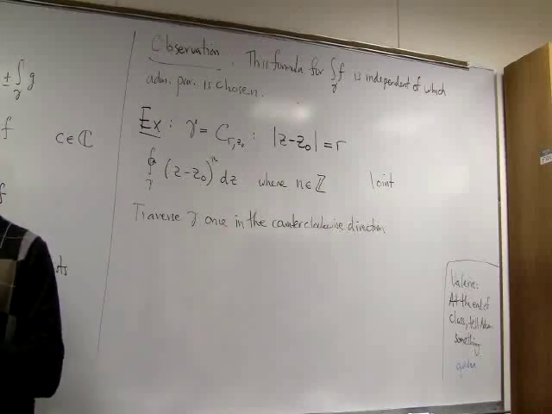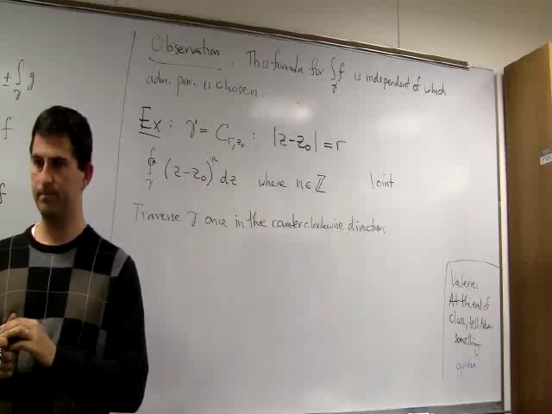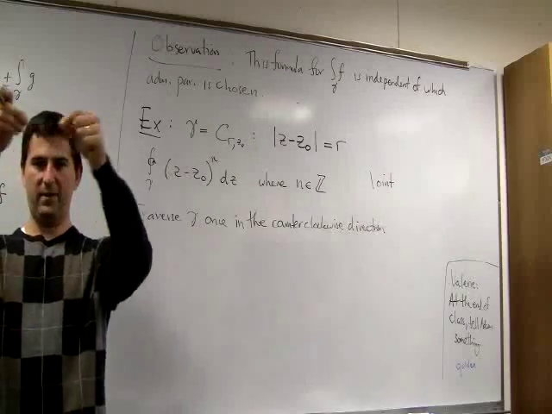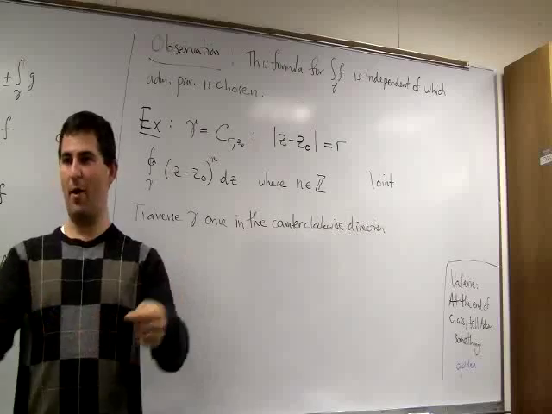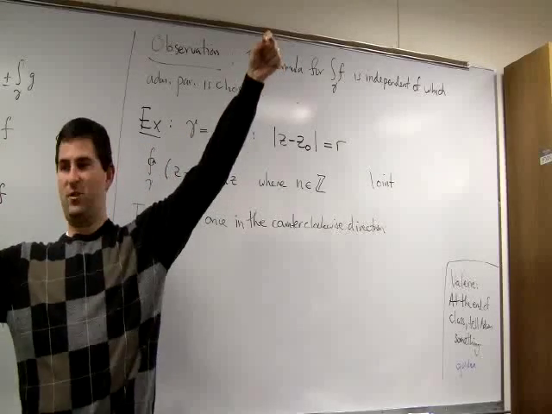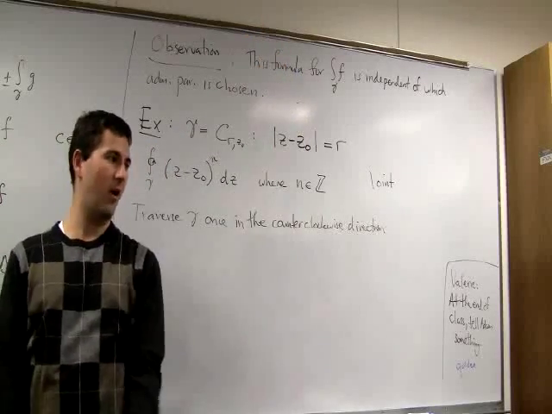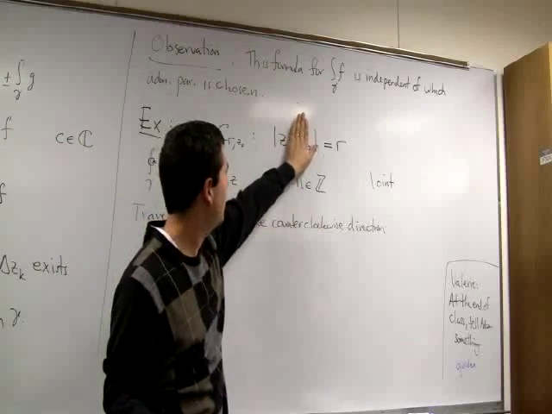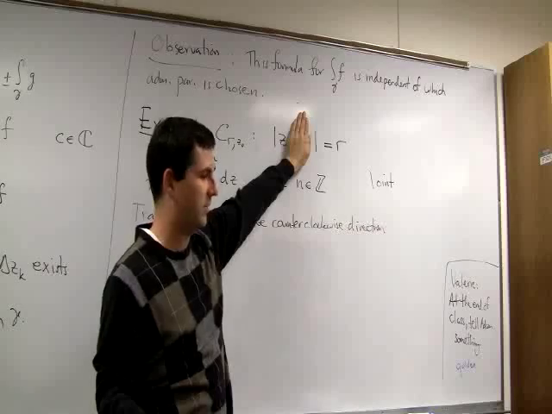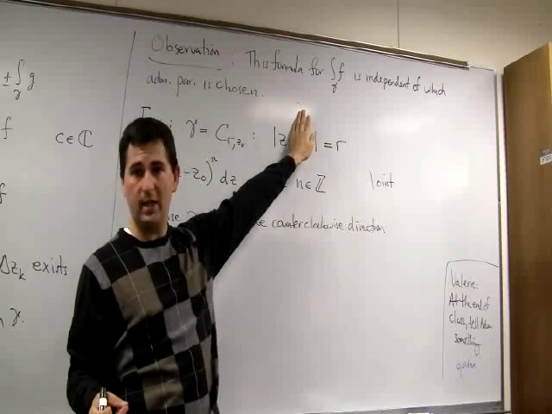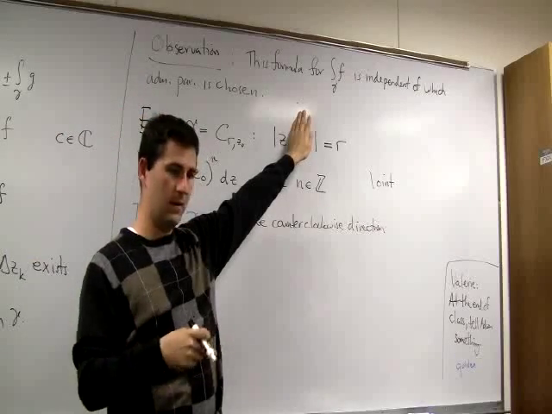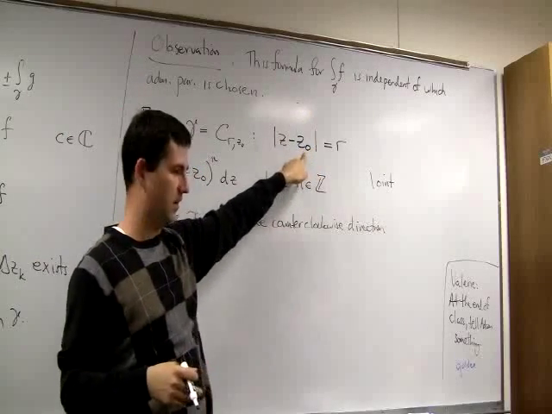Okay, how would we make it radius r? Multiply by r. If this is radius 1 and you multiply all the points by r, they just get shot out to radius r. So if there was no z naught to worry about, and you just had a circle of radius r centered at 0, it would be re to the it, where t runs from 0 to 2 pi. How do we shift it over to z naught?